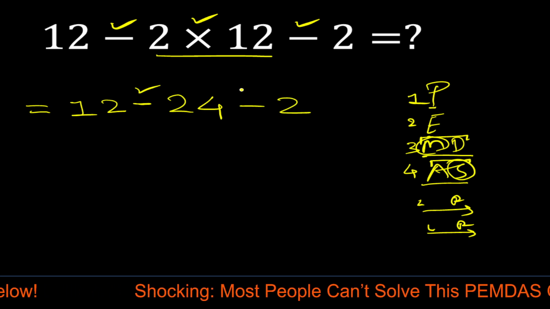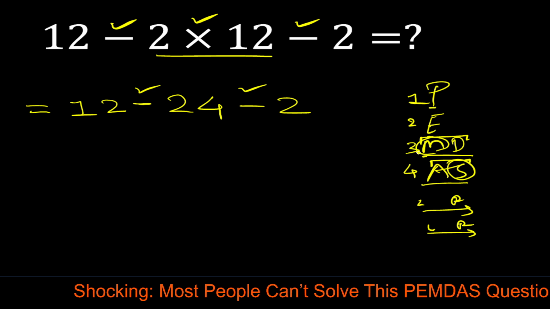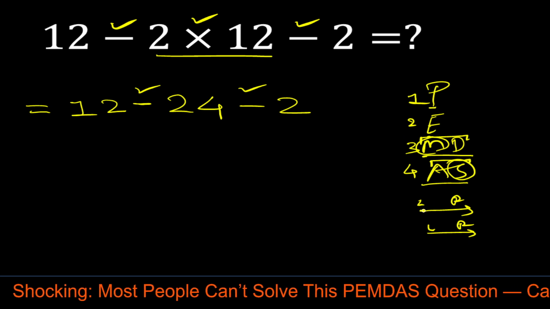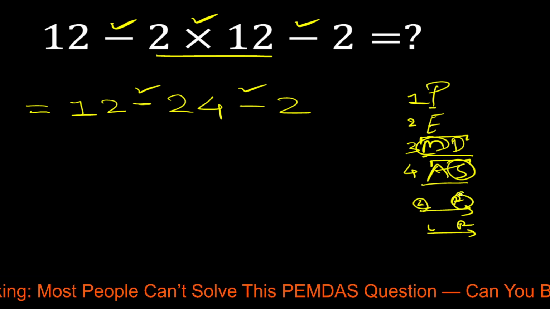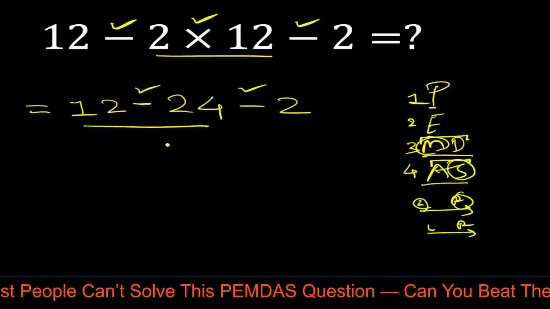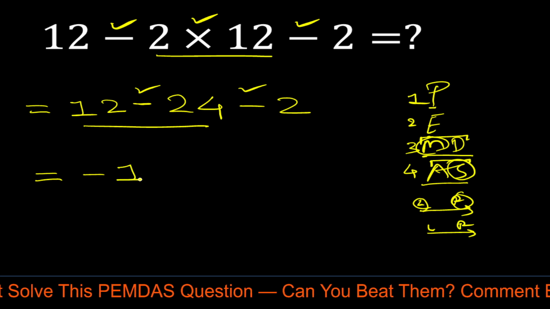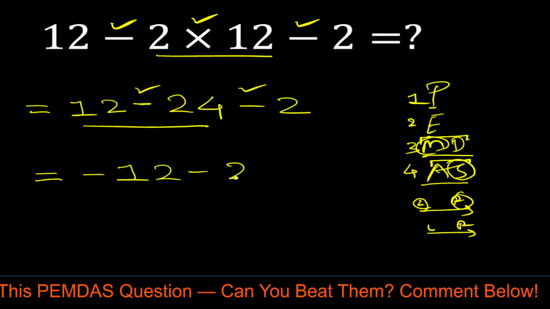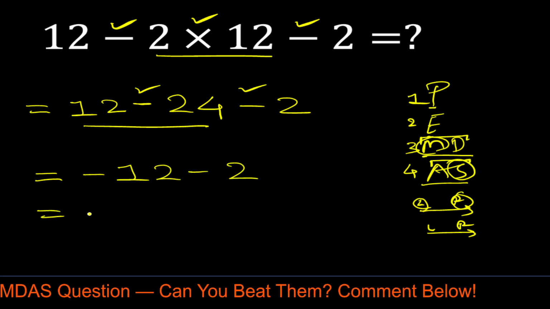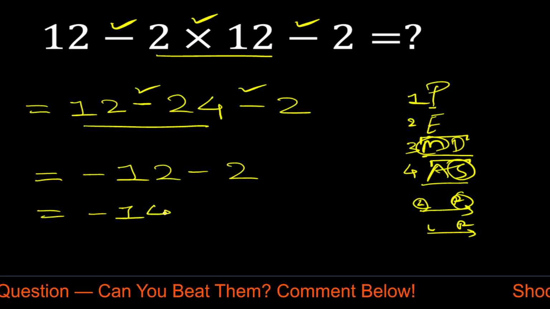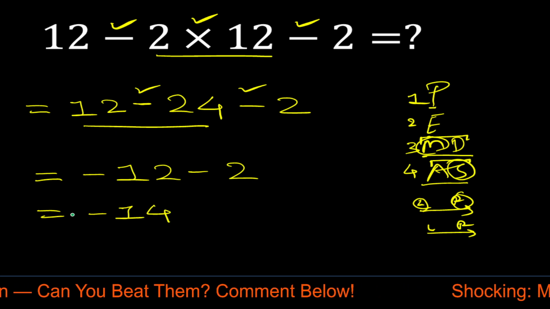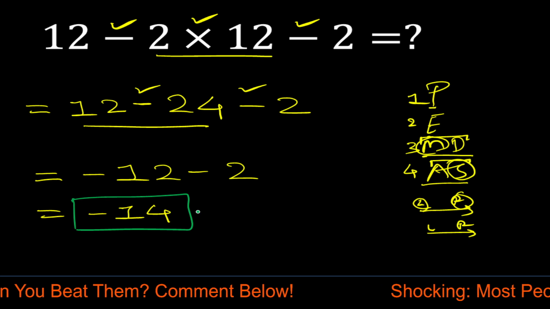So now here we have subtraction and here subtraction, and both have equal priority, so we have to solve it from left to right. So first we have to solve this subtraction. So 12 minus 24 is equal to minus 12 minus 2. So minus 12 minus 2 is equal to minus 14, right? So the correct answer is minus 14.